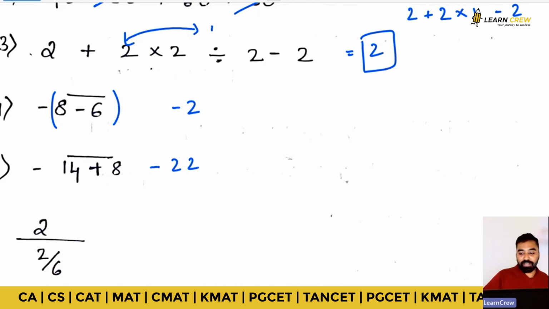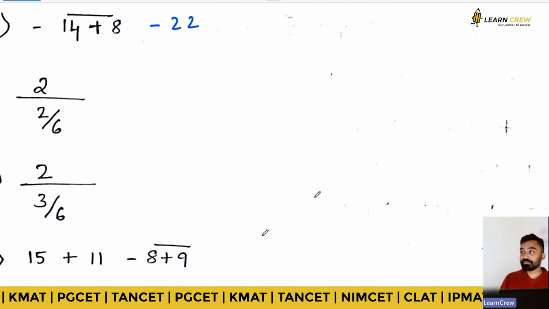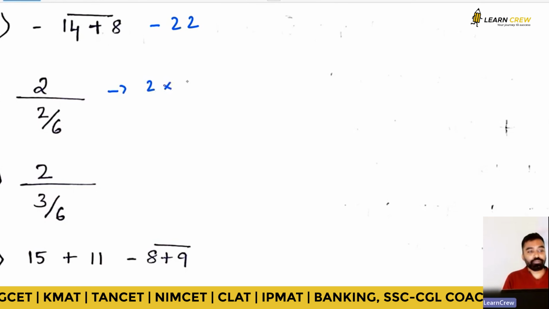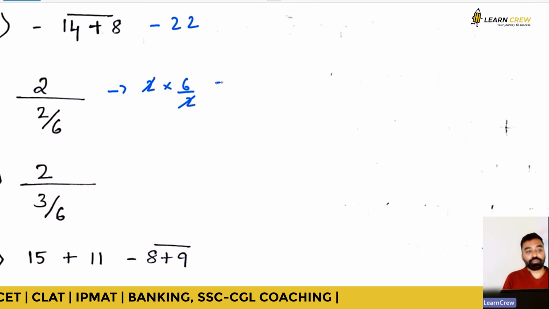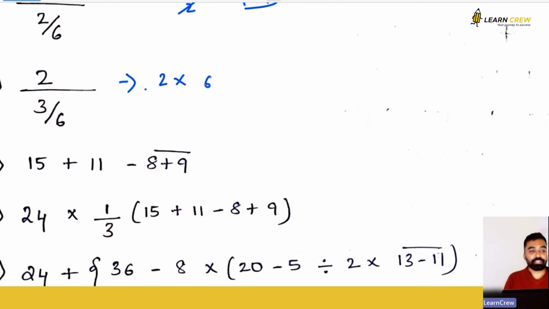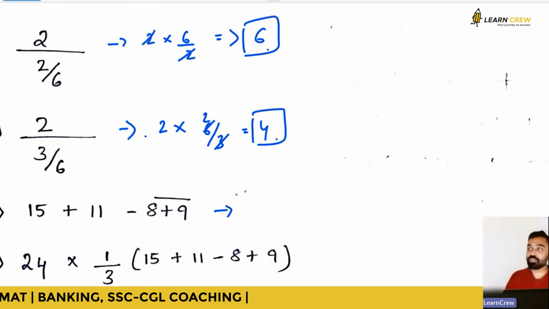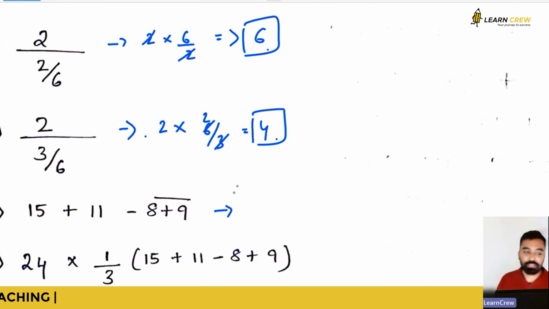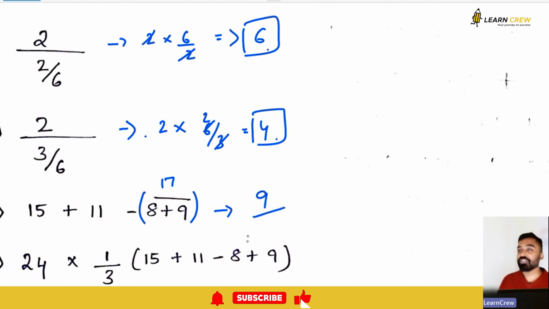What is 2 divided by 2 divided by 6? All are sure? Okay. So 2 into 6 by 2 comes 2, and the 2s cancel, you're left with 6. Okay, next one. 2 into 6 by 3 becomes 2, becomes 4. Next one, eighth one, you should be solving the vinculum first. So this is the first part that you need to solve. 8 plus 9 is 17. Then 15 plus 11 is 26. 26 minus 17 is your answer.